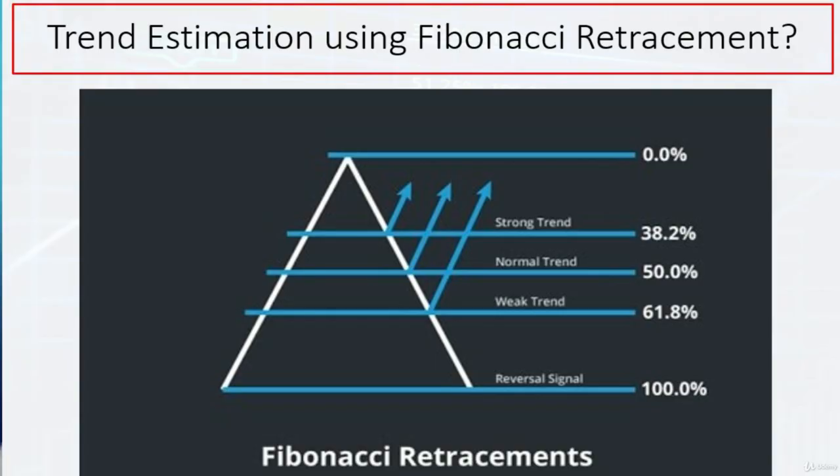People also identify the trend through Fibonacci retracement. As the picture shows on your screen, if the price retraces to 38.2%, it signifies a very strong trend. If the price retraces to 50%, it is a normal trend. And if the price retraces to 61.8%, it is purely a weak trend. If the price retraces to 100%, it is a reversal of trend.